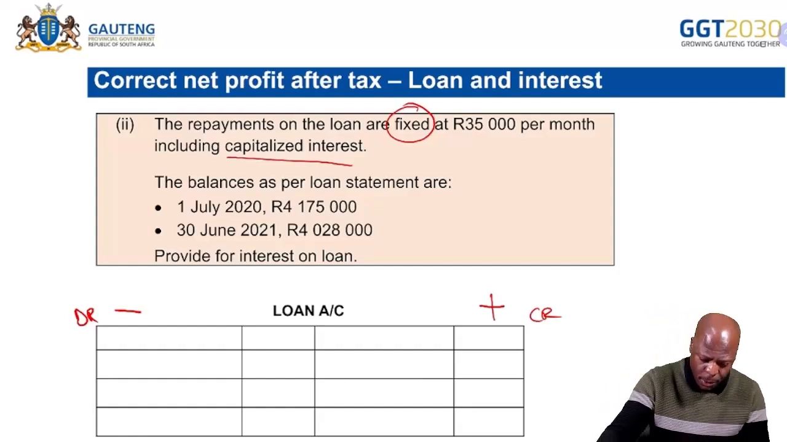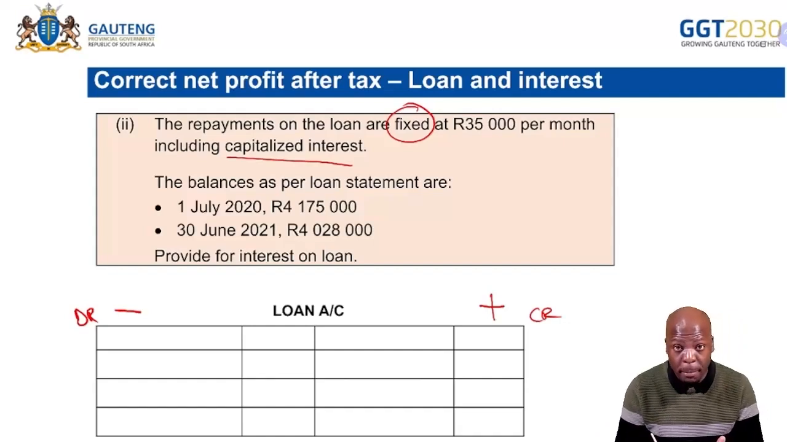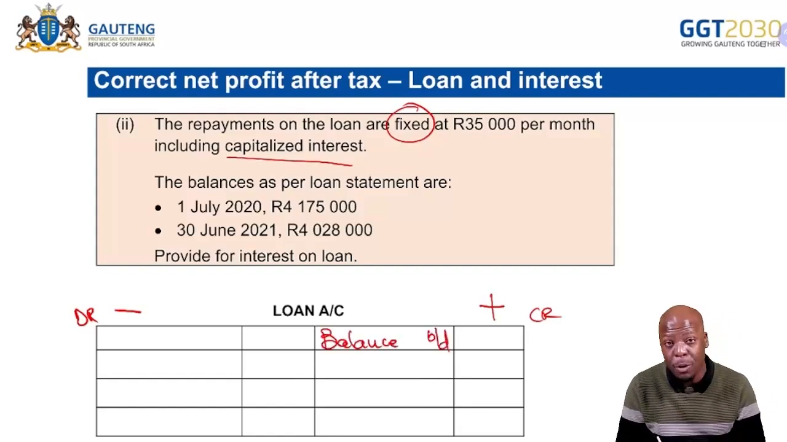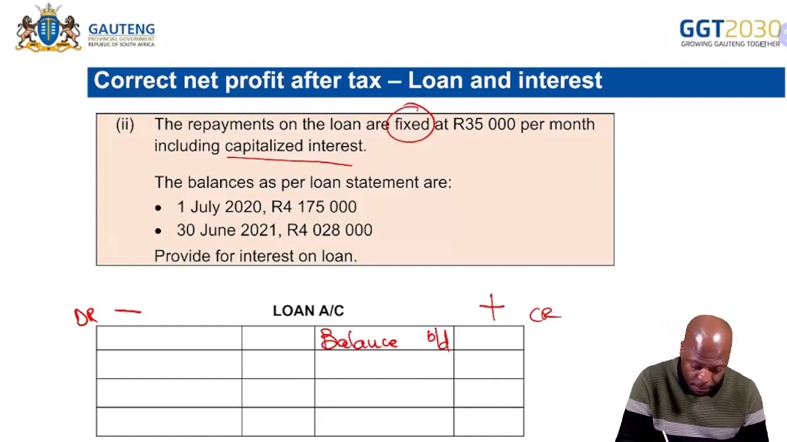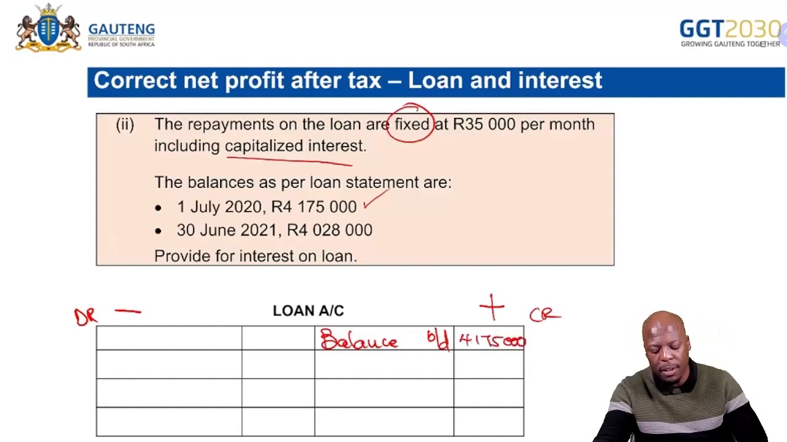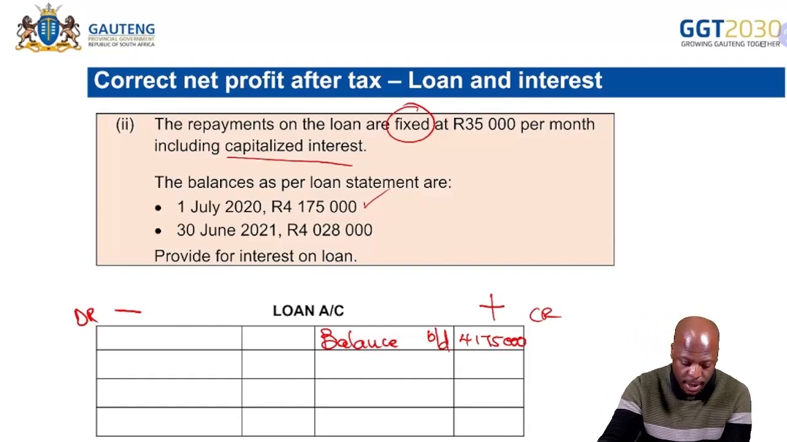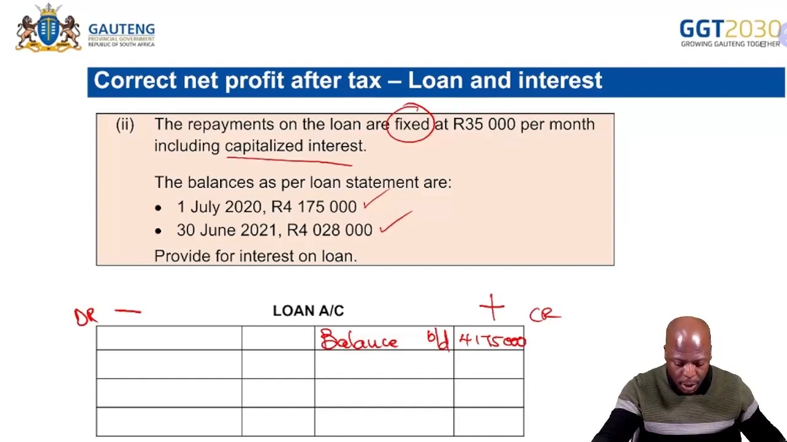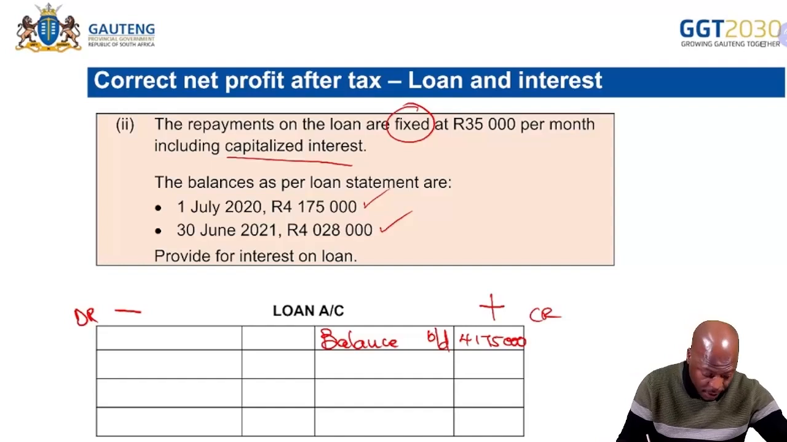And then let's now see balances as per the loan statement. I'm just going to copy the balances into my loan account. I'm going to come here. I'm going to have here my balance at the beginning. That is my balance brought down now. Okay, and how much did I have at the beginning? 4,175,000. There it is. 4,175,000. That is my opening balance. Let's see what else did they give me. They gave me the balance at the end, and the balance at the end is how much? 4,028,000.